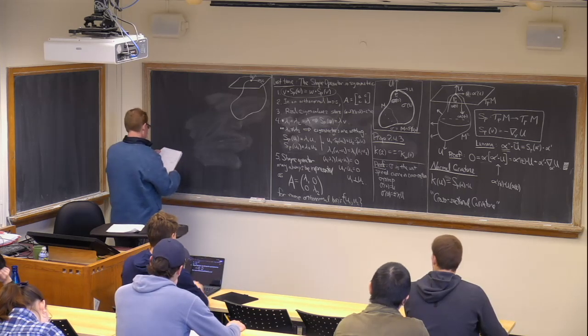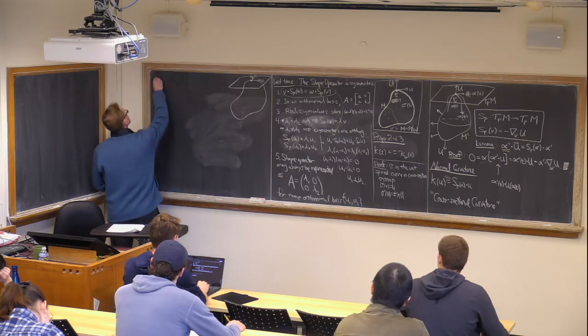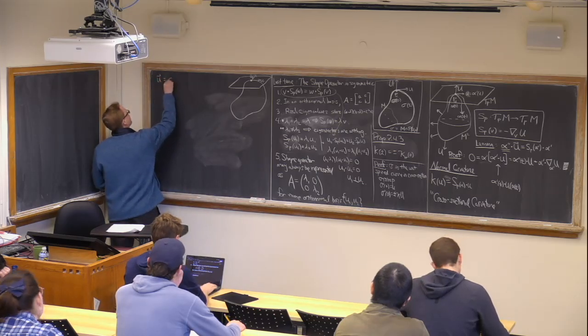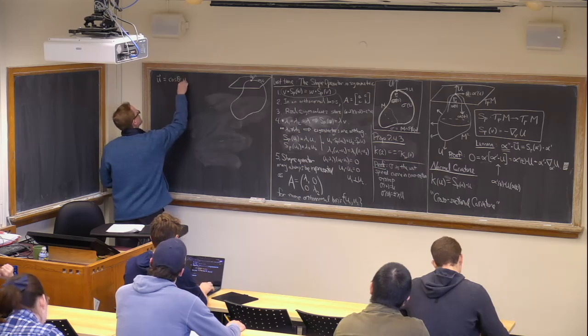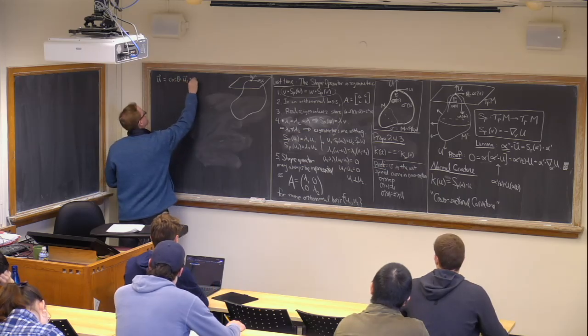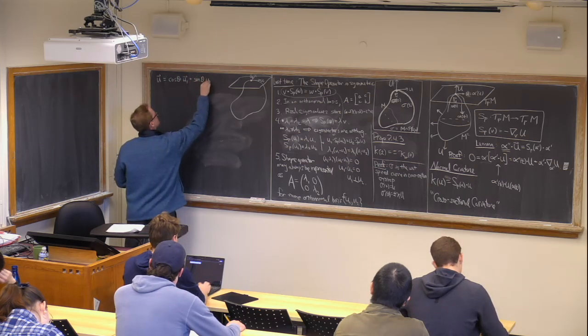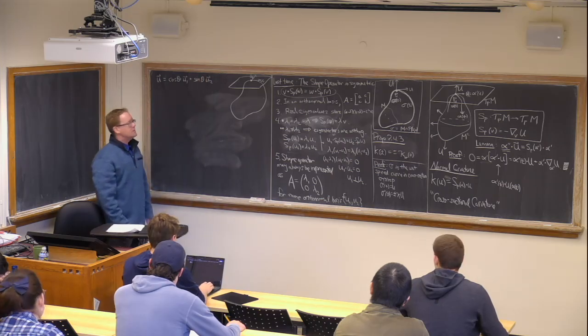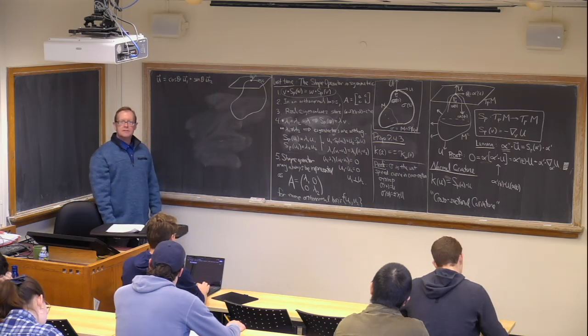And so now if I have any other unit vector, it's going to be of the form cosine theta u1 plus sine theta u2. That gives me all other possible unit vectors, doesn't it? Basic trigonometry.